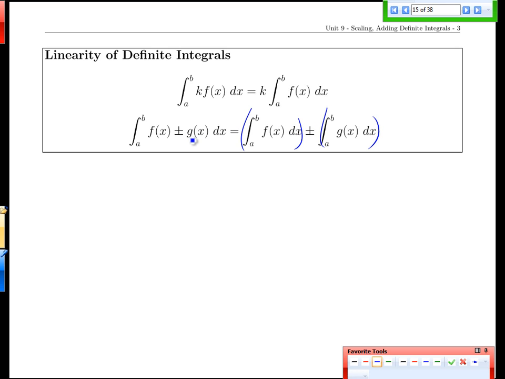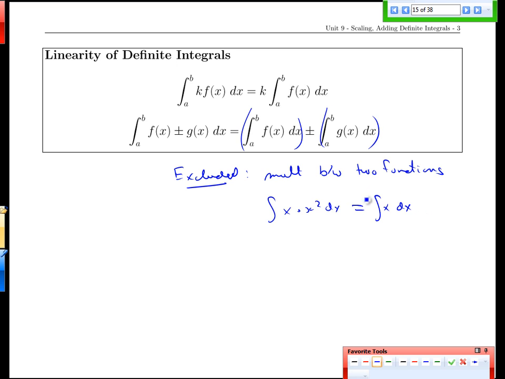Notice, this does not say anything about multiplication between functions. Multiplication between two functions is excluded. We cannot have the integral of x times x squared dx equals the integral of x times the integral of x squared. We see it on exams all the time, but it is not true.